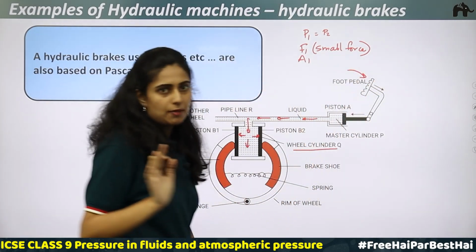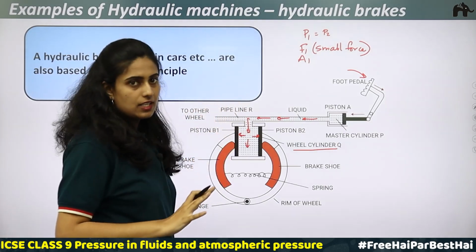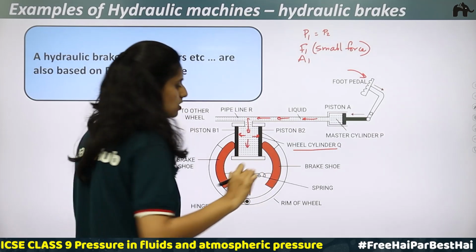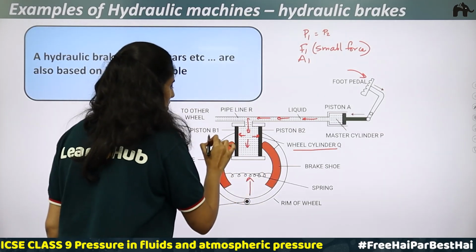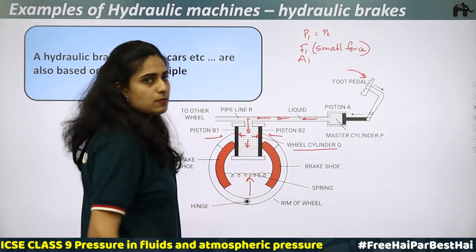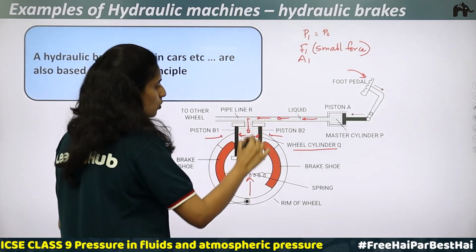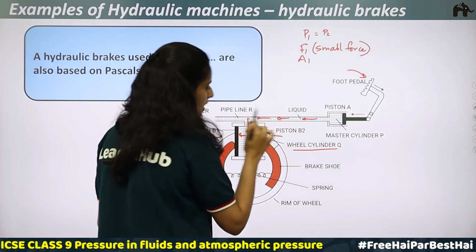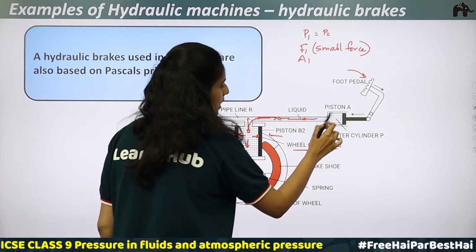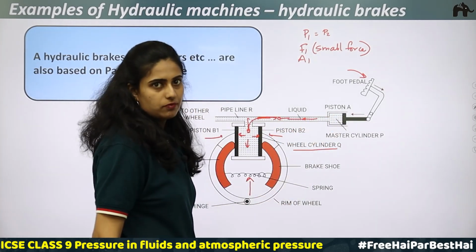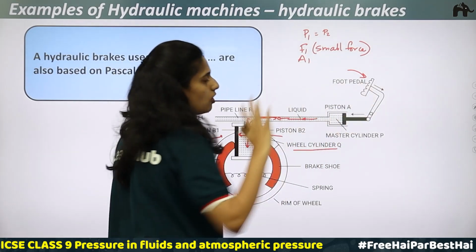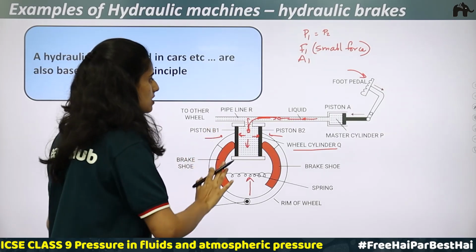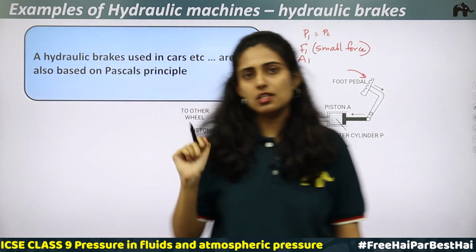When you release the foot pedal, what happens? The pressure is decreasing. The spring comes back to its original position. The pistons B1 and B2 come back to their original position. Fluid from the wheel cylinder Q will flow back to the master cylinder P. And the motion of the vehicle will again become smooth. So, this is the working of a hydraulic brake.